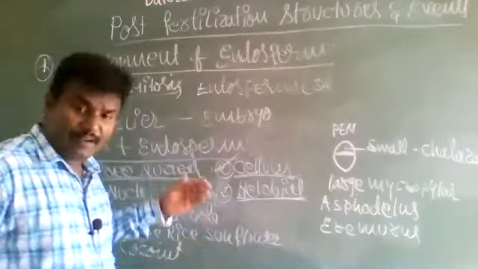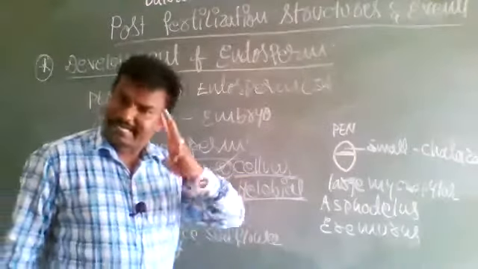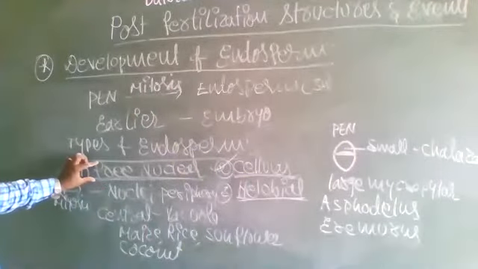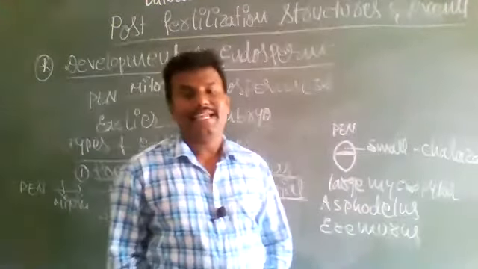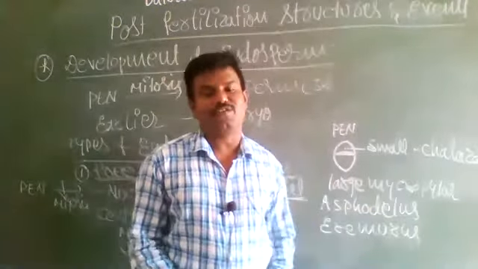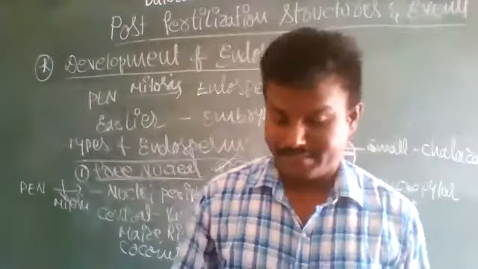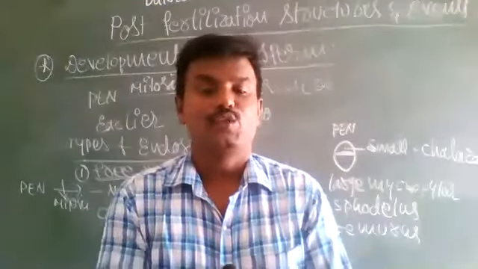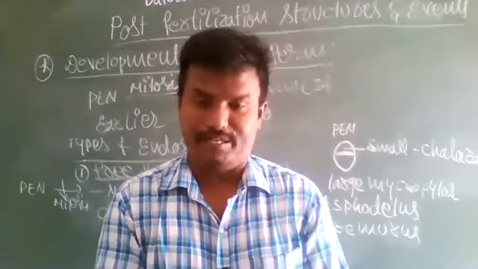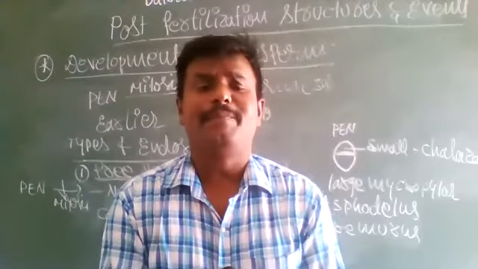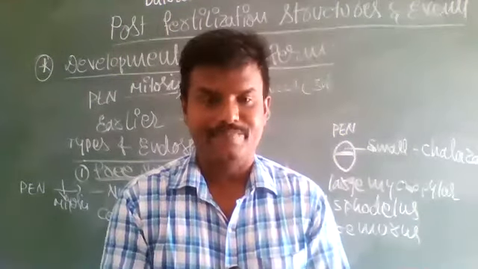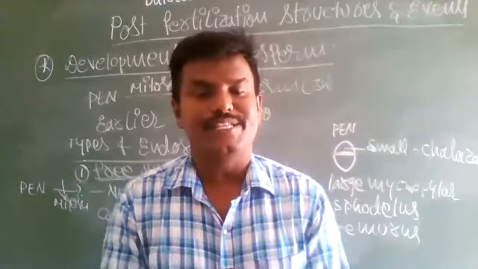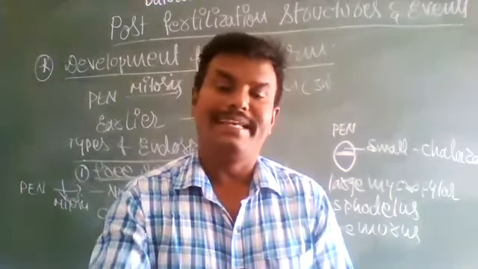Depending on the development of endosperm, the endosperms are of three types. Those are free nuclear endosperm, cellular endosperm, and helobial endosperm. These are three types of endosperms commonly seen in different types of flowering plants. Okay, so this is the explanation about the development of endosperm. Next, development of zygote till the formation of seeds. That is the second stage, and the remaining two stages we will see in the next class.